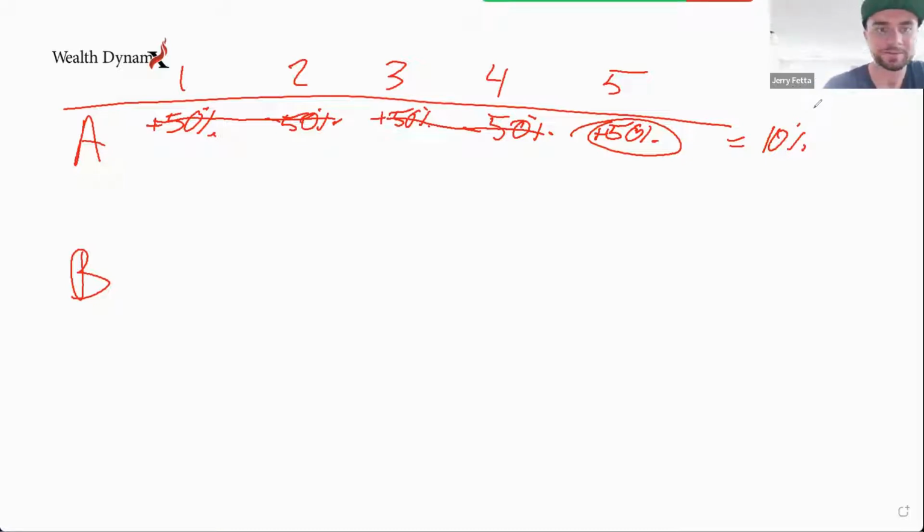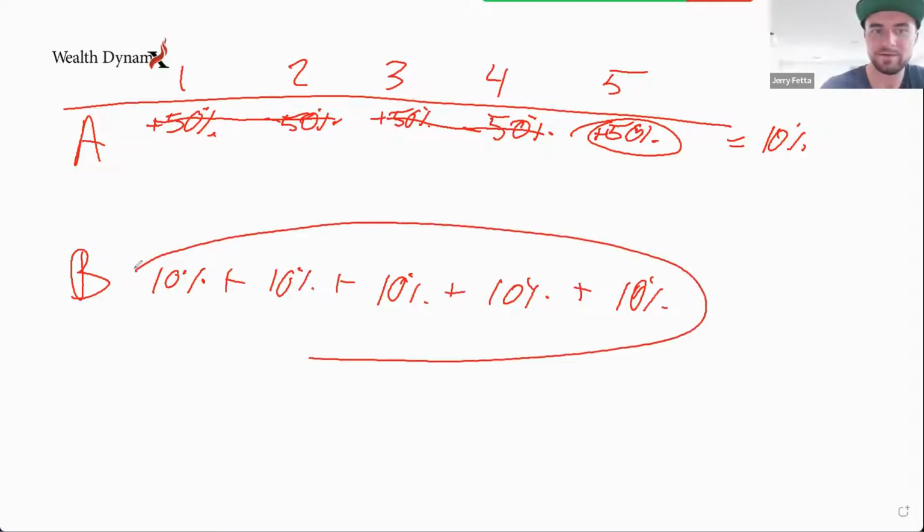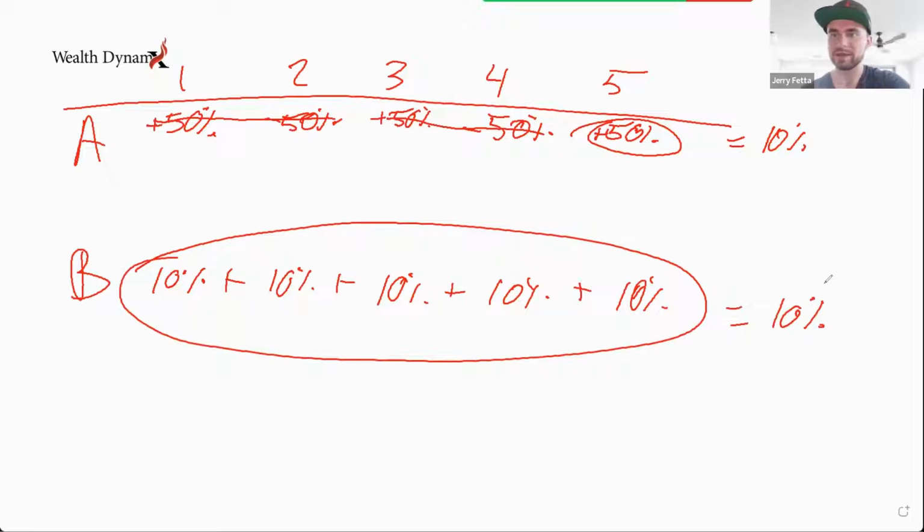Now over here, we have account B. Account B does 10%, 10%, 10%, 10%, and 10%. So we add all these up, right? 10 plus 10 plus 10 plus 10 plus 10 is 50. We take all of this, 50 divided by 5, and it's also 10%. Okay. Now I used to look at this and I would be like, okay, these guys made the same money, right? But here's the truth is they didn't.